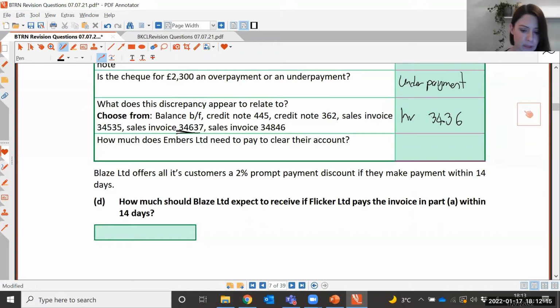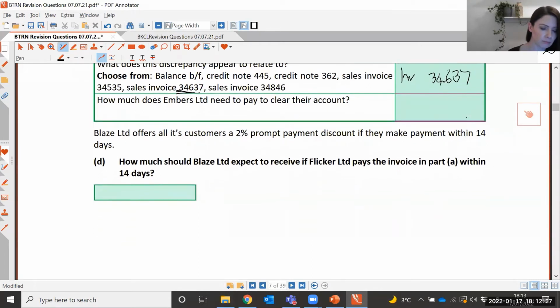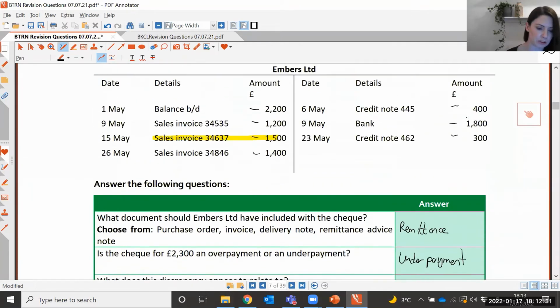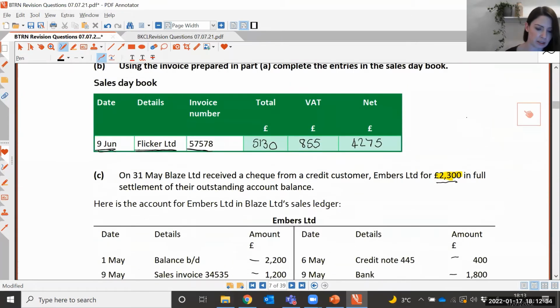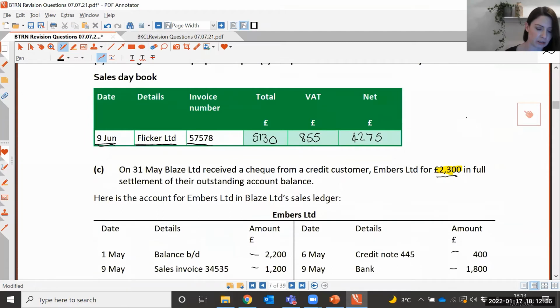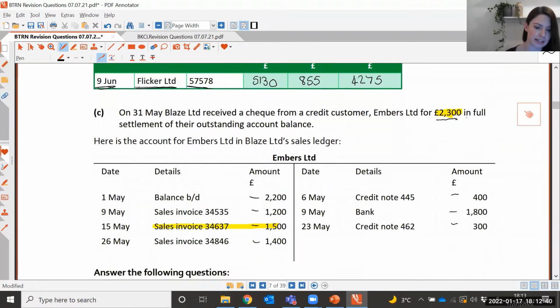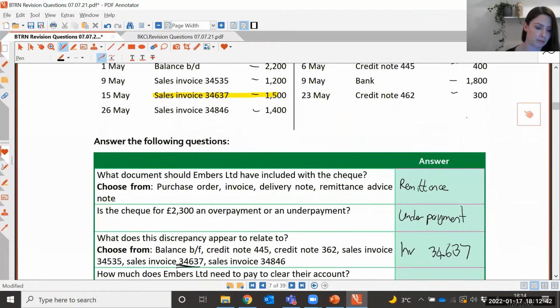No, I've done the numbers wrong here. I don't know. 34637. Okay, so let's just make a note of what the net was, ready for this next question. So we have a gross total of 5,130, net 4,275.